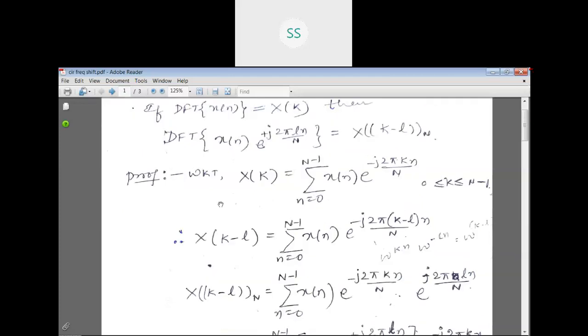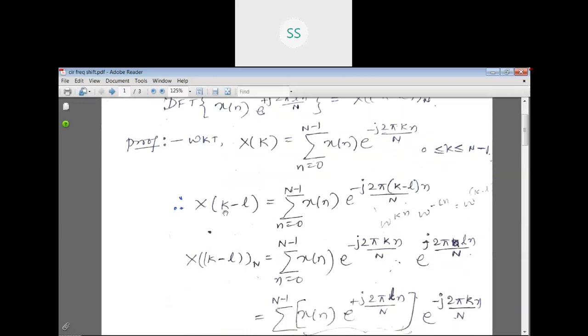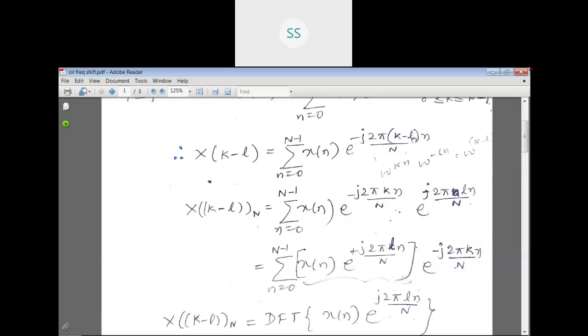Now the proof is very simple here. Again, we'll start with the X of k only. So X of k is the same equation, summation of x of n e power minus j 2 pi kn by N. And now I'll write X of k minus L, because similar kind of derivations we have done for the previous properties, so it will be easy to follow here. Now for X of k, it was e power minus j 2 pi kn by N. For k minus L, k should be replaced by k minus L. So once you substitute k minus L, there is a separation here into two terms: one is e power minus j 2 pi kn by N, the other one is plus j 2 pi ln by N.